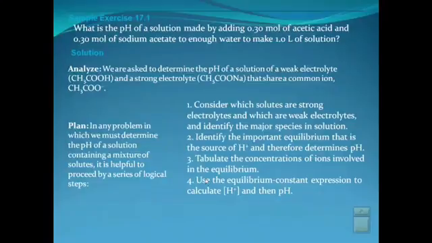Number 1. Consider which solutes are strong electrolytes and which are weak. In other words, which one will fully ionize and fully dissolve, and which one will not do that. And then it says identify the major species in the solution. So basically which ion is in majority, which ion is minority. Alright, number 2. Identify the important equilibrium that is the source of your H+, and therefore will determine your pH.